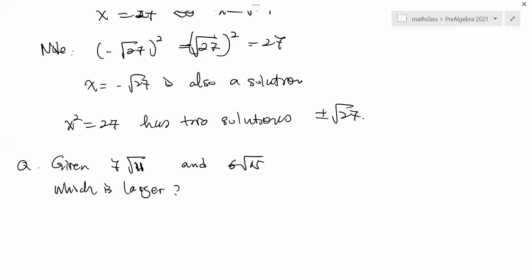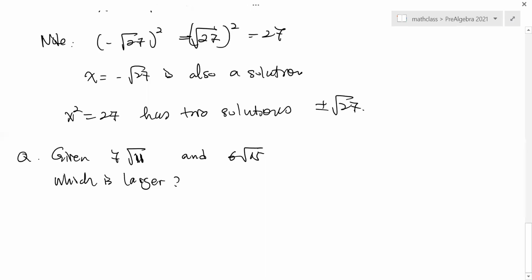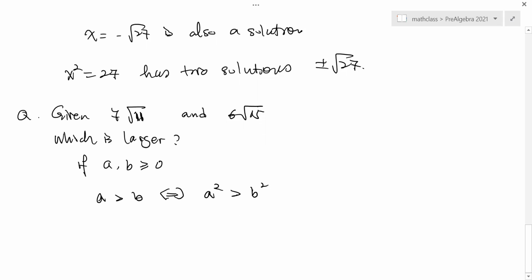Okay, so everybody says square root 6, square root, let's see. But we have to decide based on the following fact. If A and B are both positive, this is a fact: A is greater than B if and only if A squared is greater than B squared. In order to compare those two numbers, we need to square.